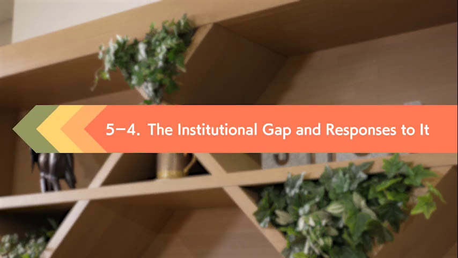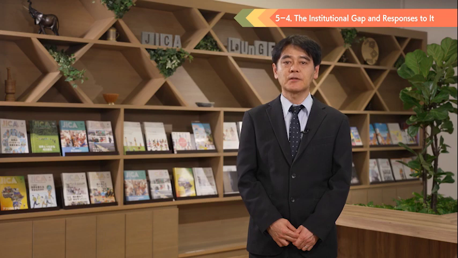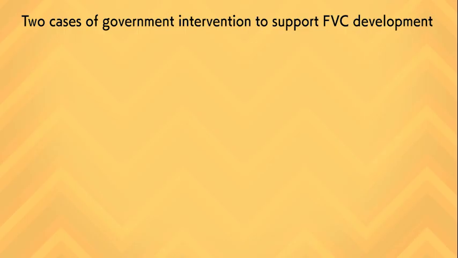5-4 The institutional gap and responses to it. Finally, the institutional gap and responses to it. Ultimately, it is the private sector that operates the food value chain. The government's role is providing support to ensure that private sector activities progress smoothly. There are two cases that warrant government intervention.